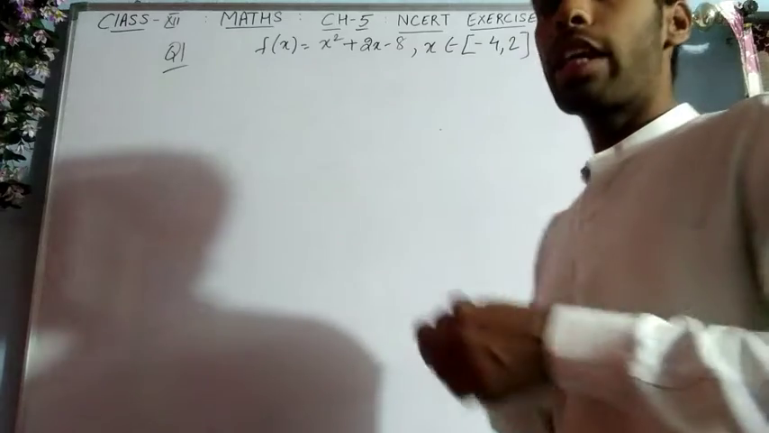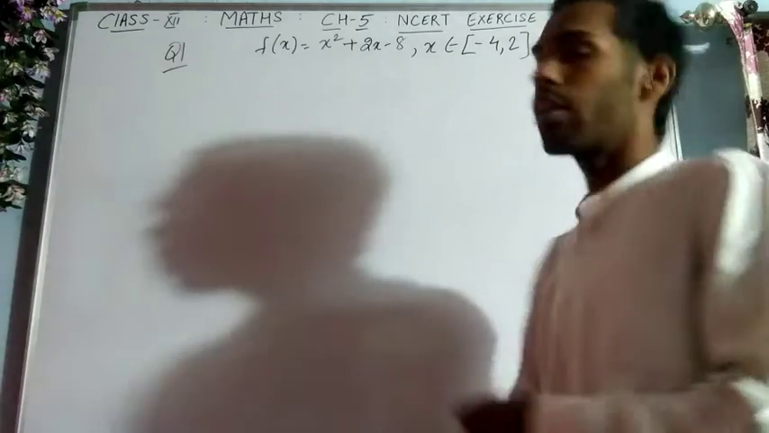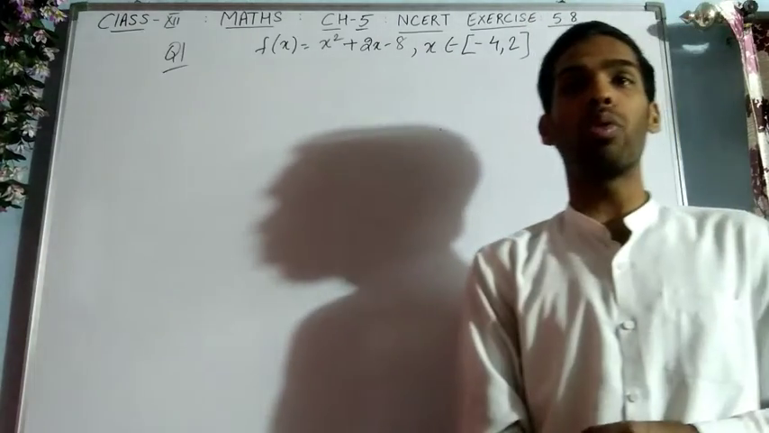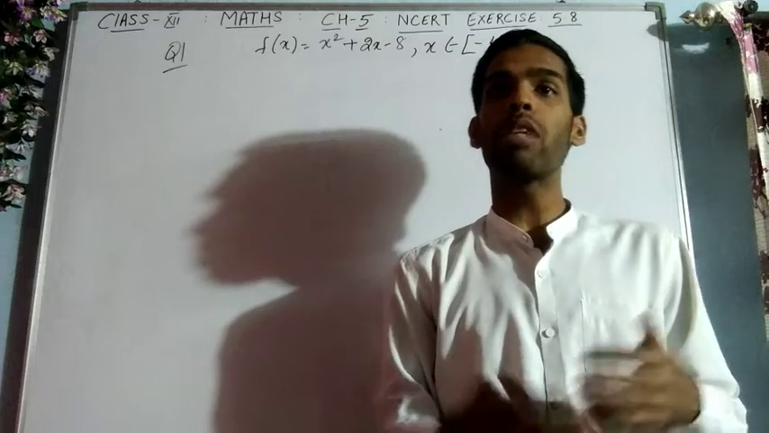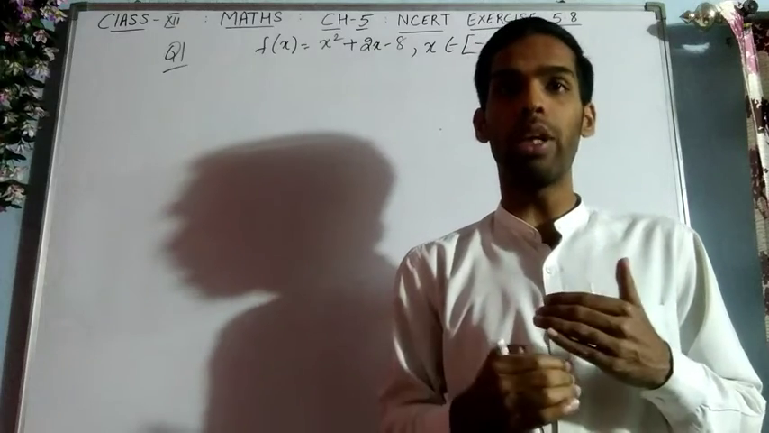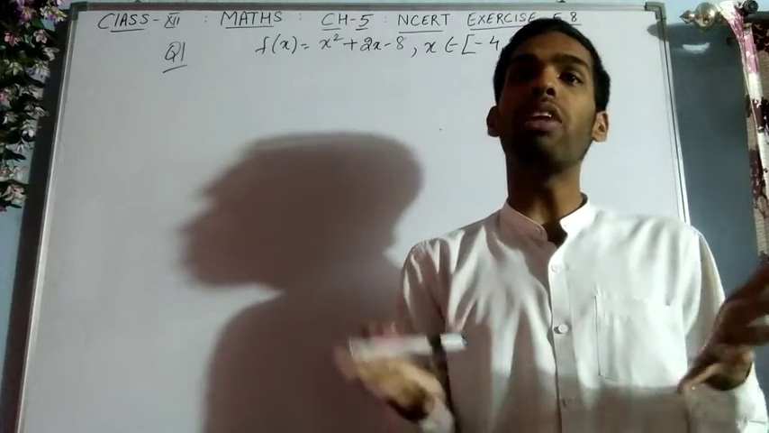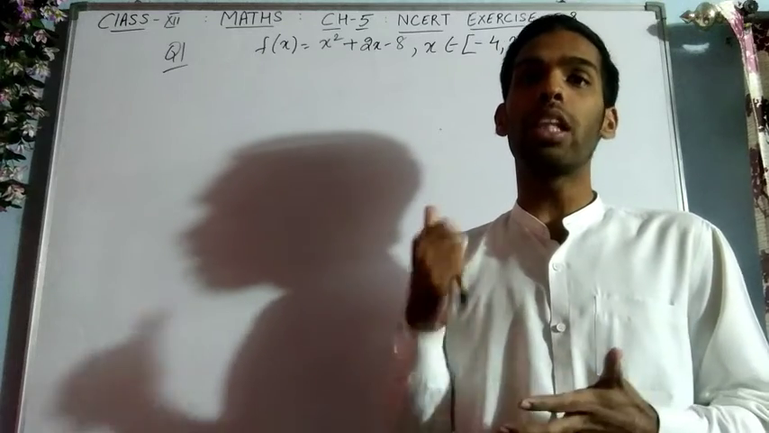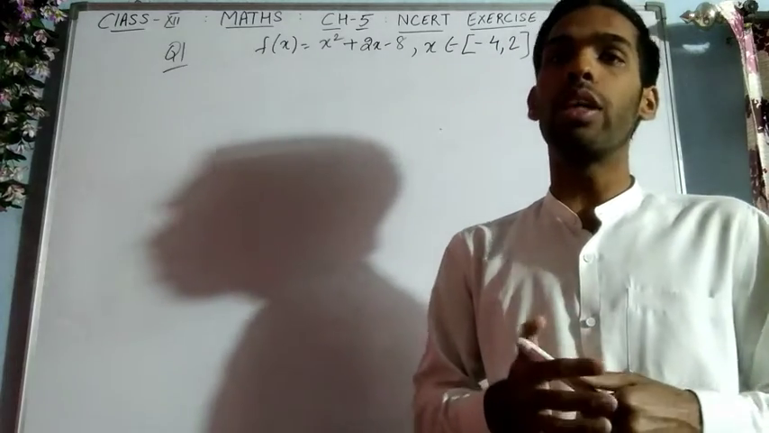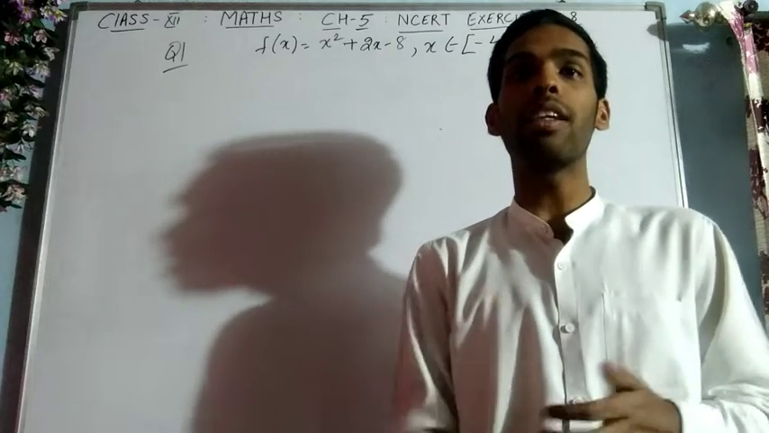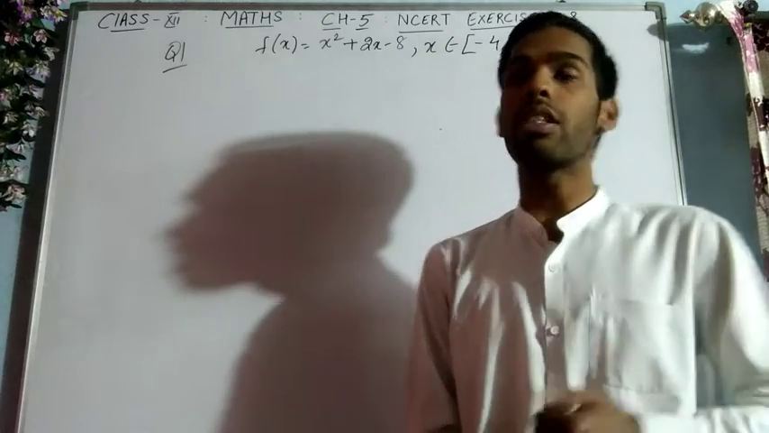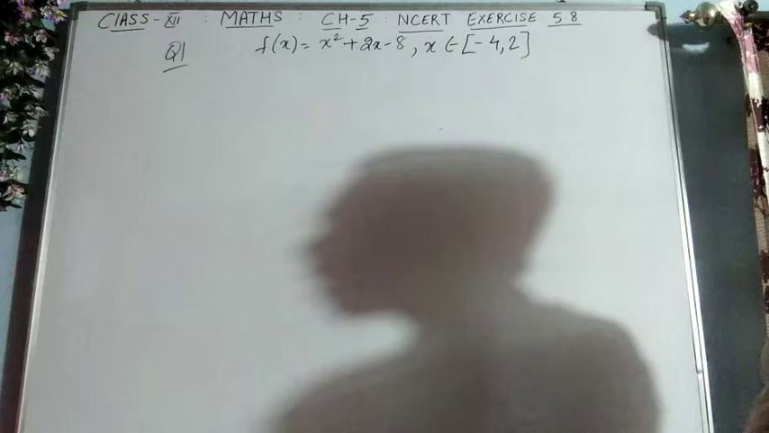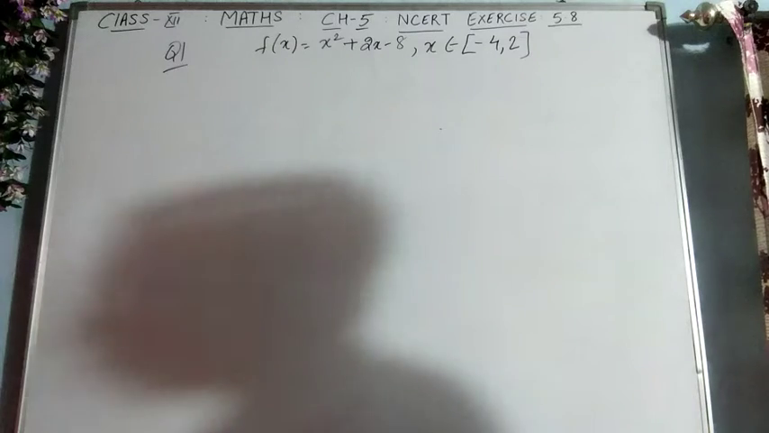So the x here, where does its value range from and to? Closed interval -4 to 2. You very well know closed interval means -4 and 2 will also be included. Open interval means the values in between are included but those end values are excluded, and in closed interval these values are included, because you have studied this in your previous standard, that is 11th standard. So this function is given to you and you have to verify Rolle's theorem for this.